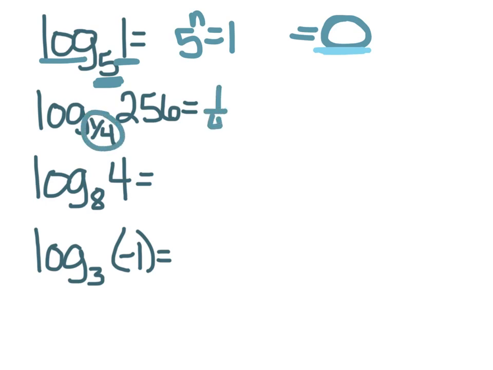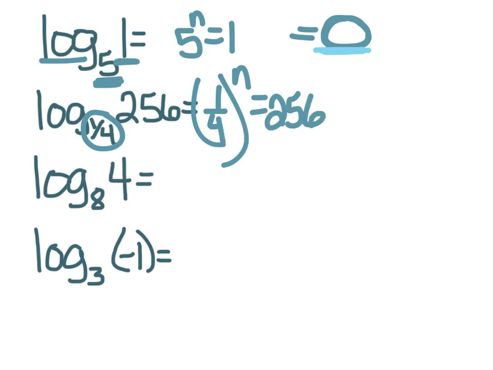1/4 raised to what power would give me 256? So these are going to get kind of tough like this, but you can do these without a calculator. I know that 4 to the 4th is 256. So if I took 1/4 and I raised it to the negative 4, then I would have the reciprocal, right? So 1/4 to the 4th would be 1 over 256. So if I make it negative 4, then I do get the actual 256. So I have my reciprocal power here.